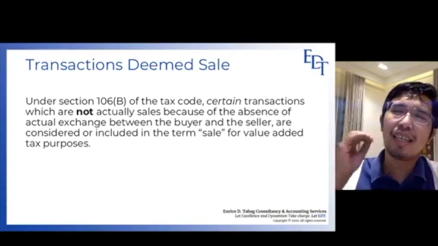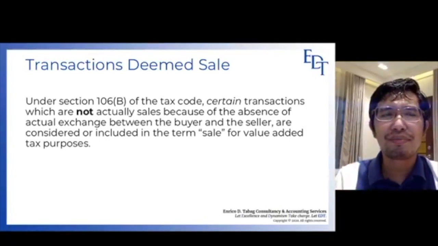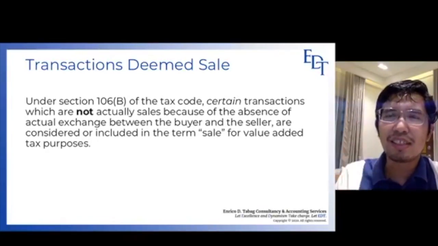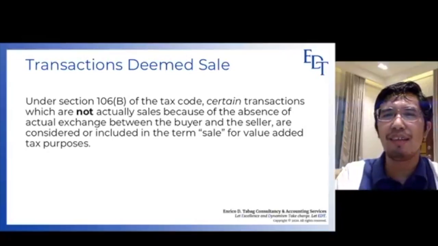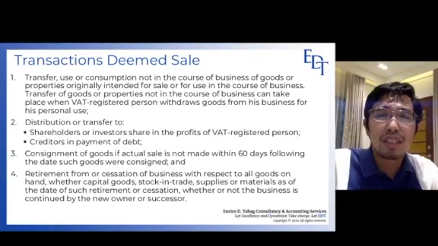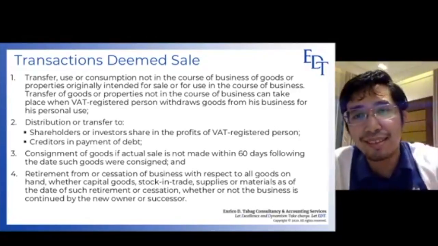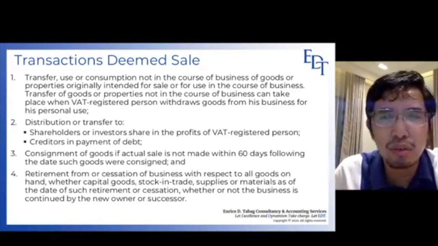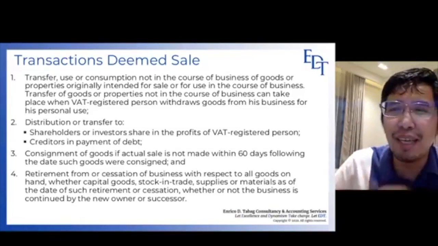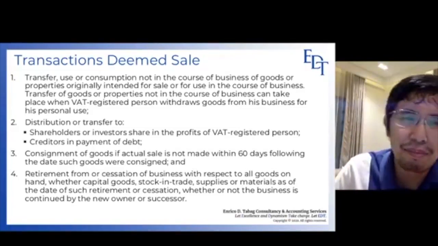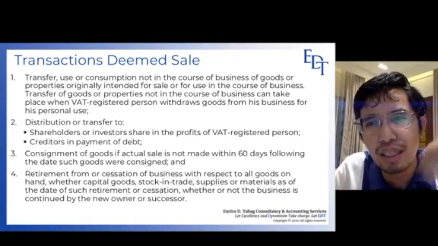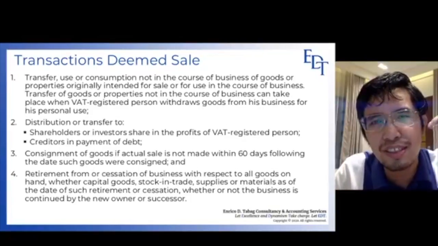Sige, so isa-isahin natin. Ano-ano ang mga transactions considered as transactions deemed sale under our tax code? Again, under sections 106B of the tax code. May 4 under the tax code. Una, so again, memorize this. Pwede namang hindi verbatim, di ba? Basta pag na-encounter mo sa problem, you know very well that that is included in the list of transaction deemed sale.